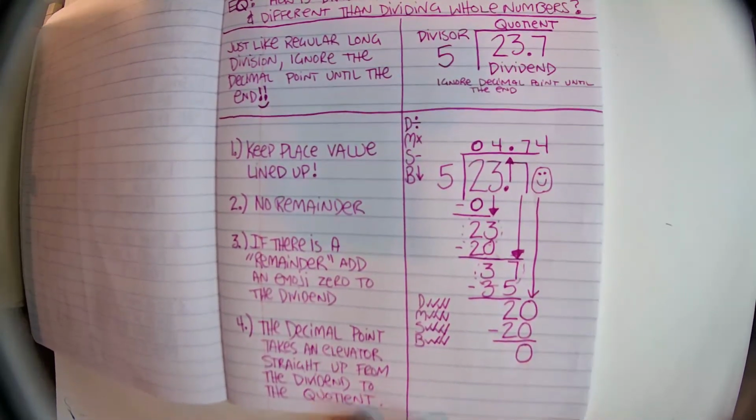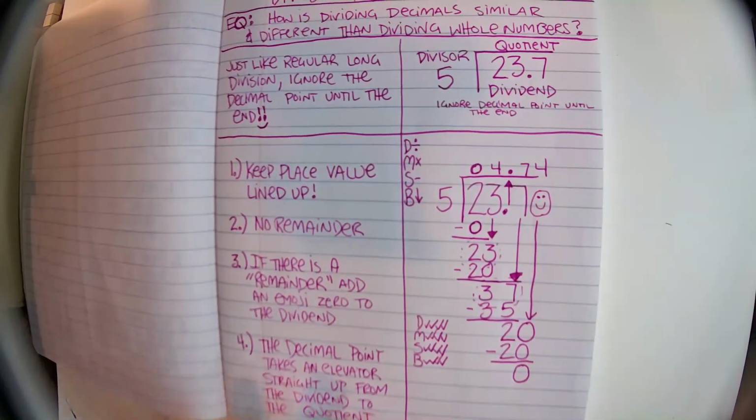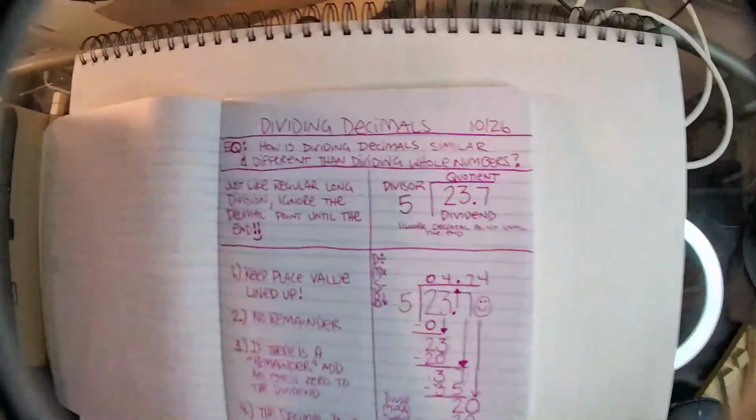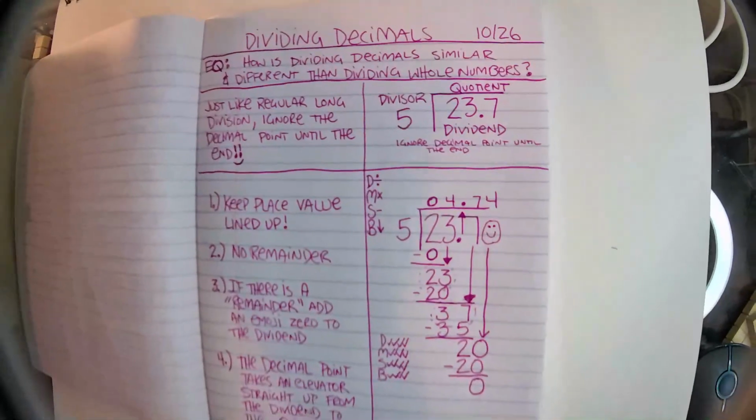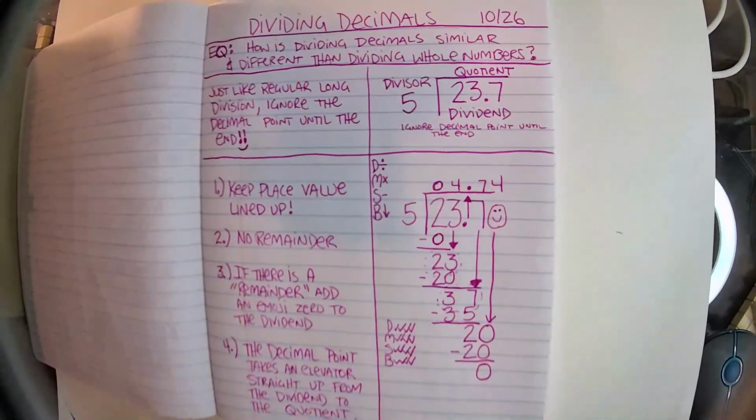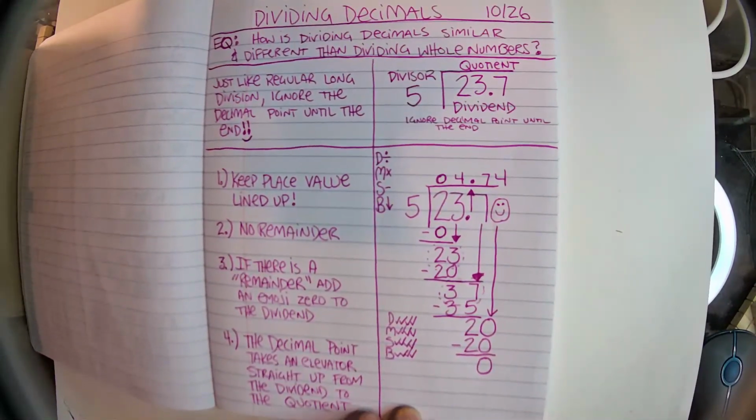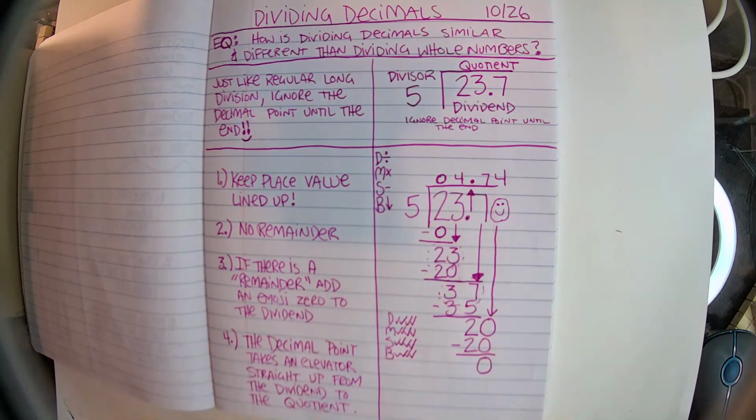But how is dividing decimals similar and different than dividing whole numbers? Well, we just ignore the decimal point until the very end, and we help it take an elevator to the top. Other than that, it's DMSB, just the same as whole numbers.